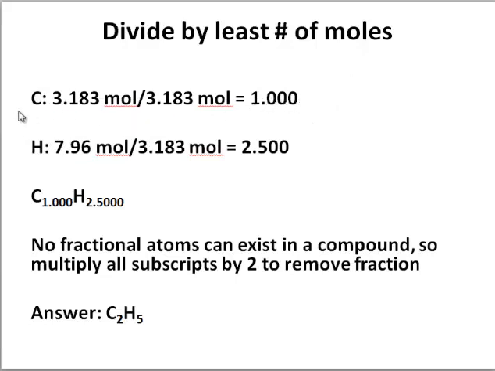And the ratio of carbon to hydrogen is 1 to 2.5. We can write that empirical formula like this. Ratios of atoms, however, have to be whole numbers. We have carbon 1 and we have hydrogen 2.5, essentially. No fractional atoms can exist in a compound, so multiply all the subscripts by 2 to remove the fraction. The answer for our empirical formula is C2H5.